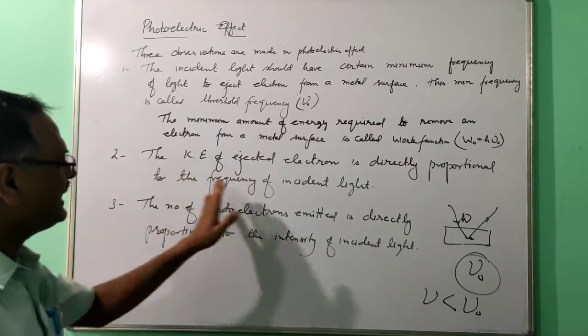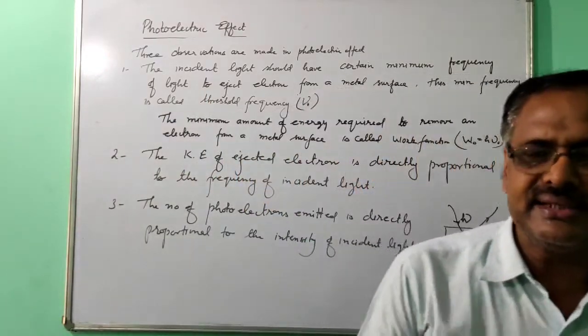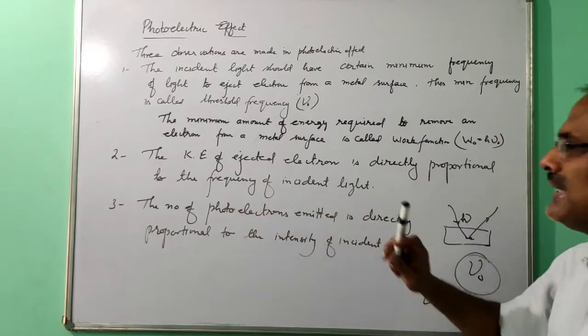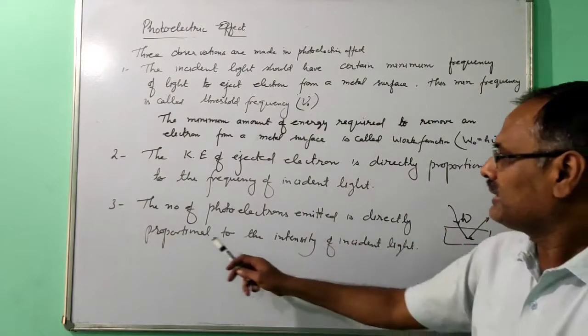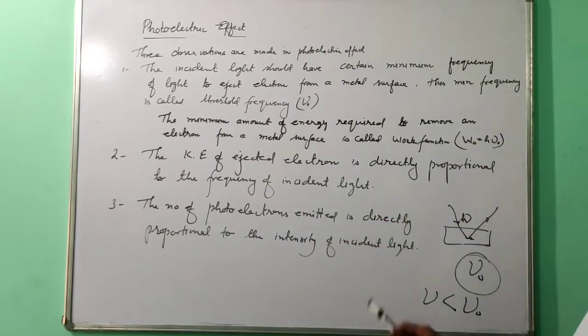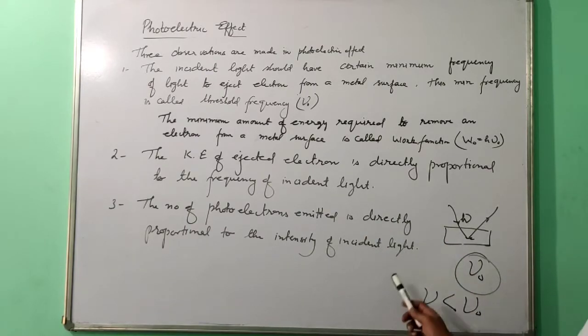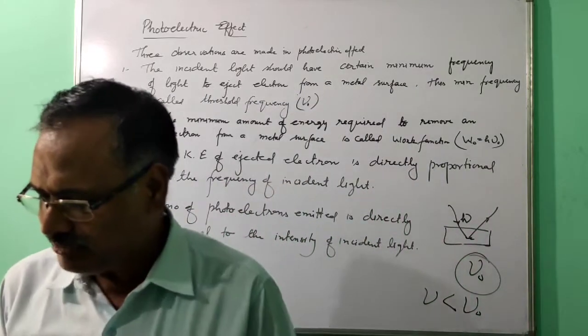The kinetic energy of the ejected electron is directly proportional to the frequency of the incident light, and it is independent of the intensity of the light. The number of photoelectrons emitted is directly proportional to the intensity of incident light. It means when you increase the intensity, the number of photoelectrons will be more.